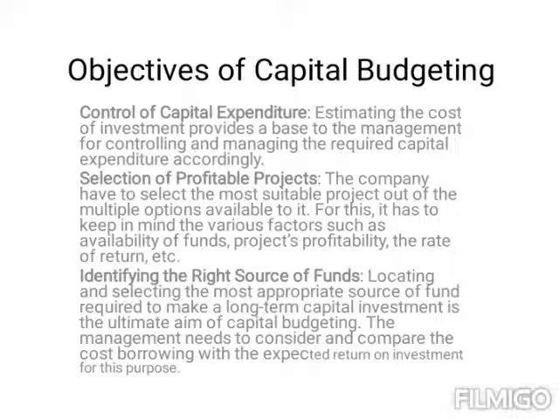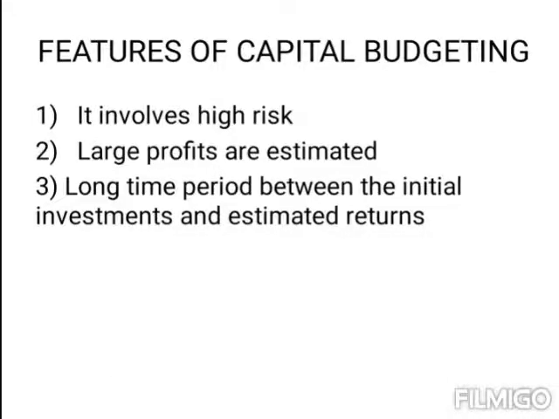Objective of capital budgeting. There are three main objectives of capital budgeting. One is the control of capital expenditure, which is very important for a company or an organization to control the expenses. And the second objective is the selection of profitable projects. Among the available projects, the company has to select the profitable one based on the return as well as market share, increase in market share for the investors. It has to select the profitable project. And the third important one is identifying the right source of funds. Here, the company has to locate and select the most appropriate source of funds required to make the long-term capital investment.